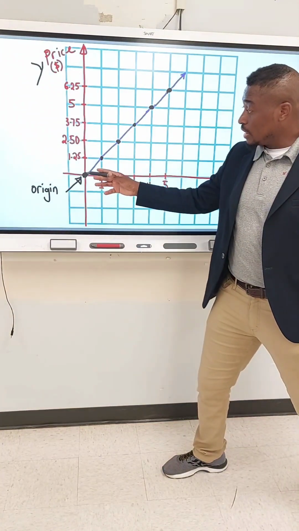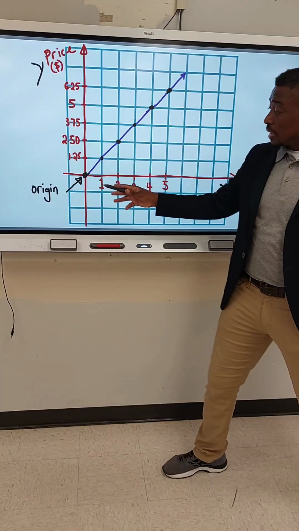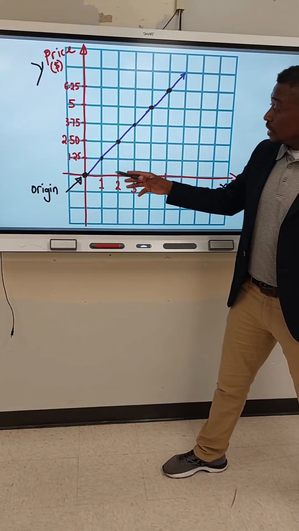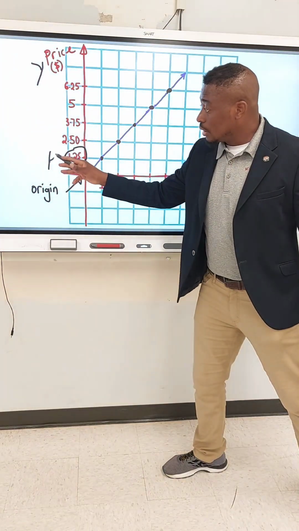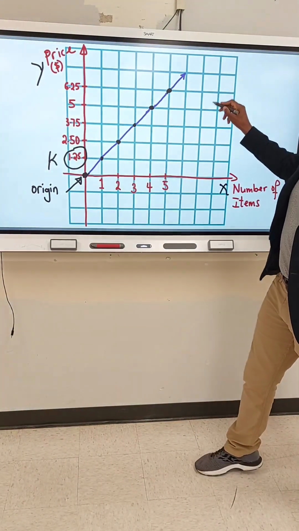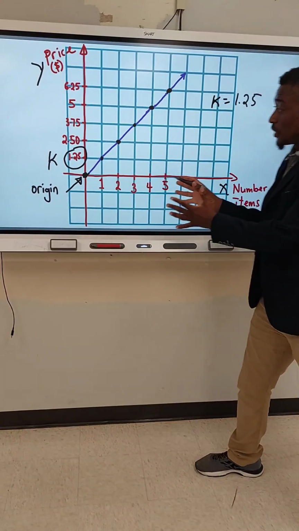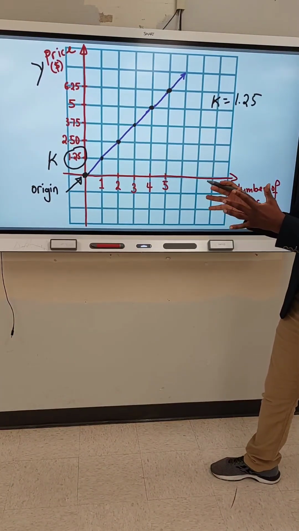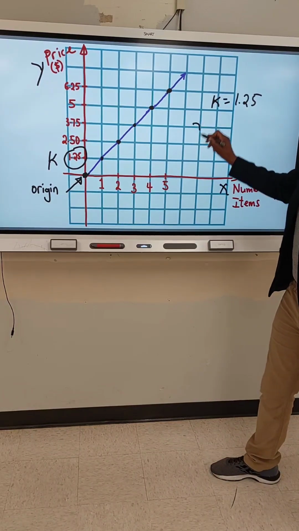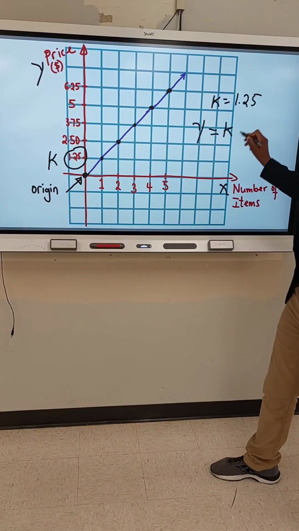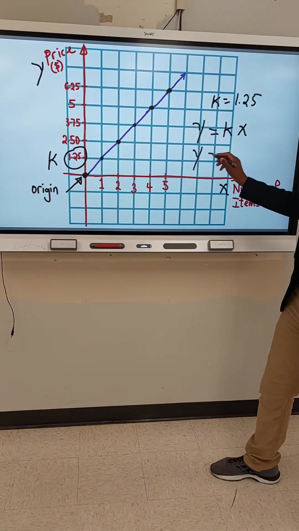So that graph there is proportional because we see it touching or going through the origin. And we can see from this graph that one item costs $1.25. This is our constant of proportionality right there. So our constant of proportionality is $1.25. And if we were looking at this graph and we did not know the equation that has been used to plot this graph, the equation will be y = kx, and this k represents the unit price.